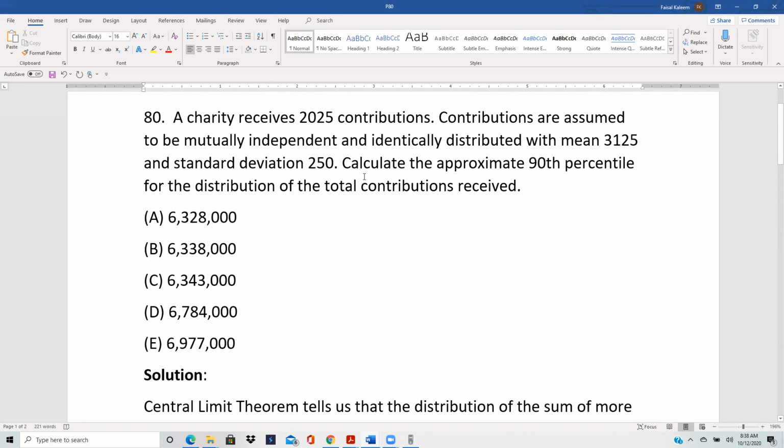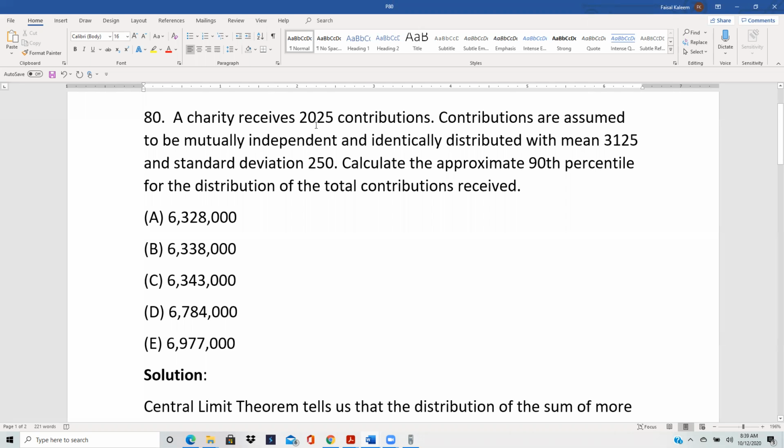So whenever we have a sample size more than 30, then by central limit theorem, the distribution of the sum, as long as all the variables are identically distributed, which all these contributions are, and they are independent, is approximately normally distributed, no matter how the individual variable is. In this case, the sample size is 2025, which is way more than 30. So that's the first thing, that the sum will be normally distributed.